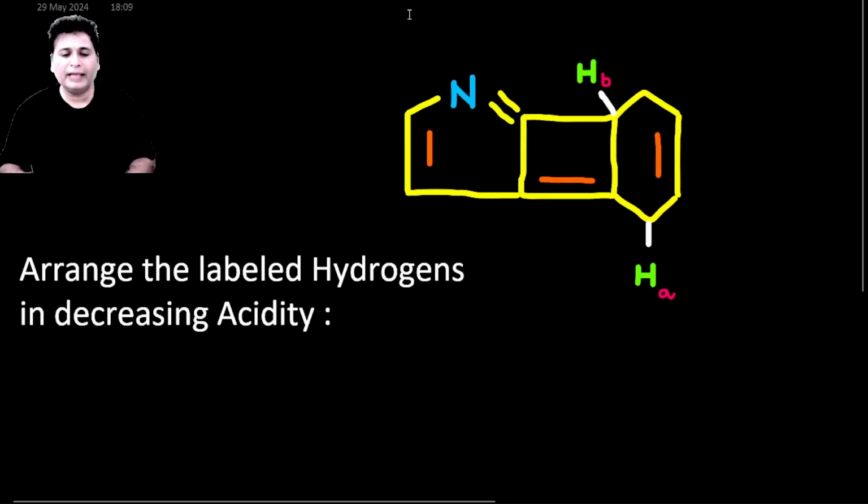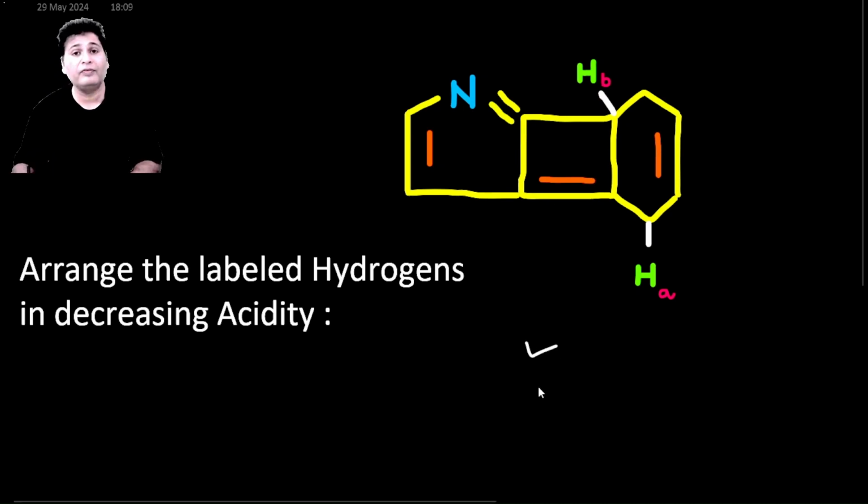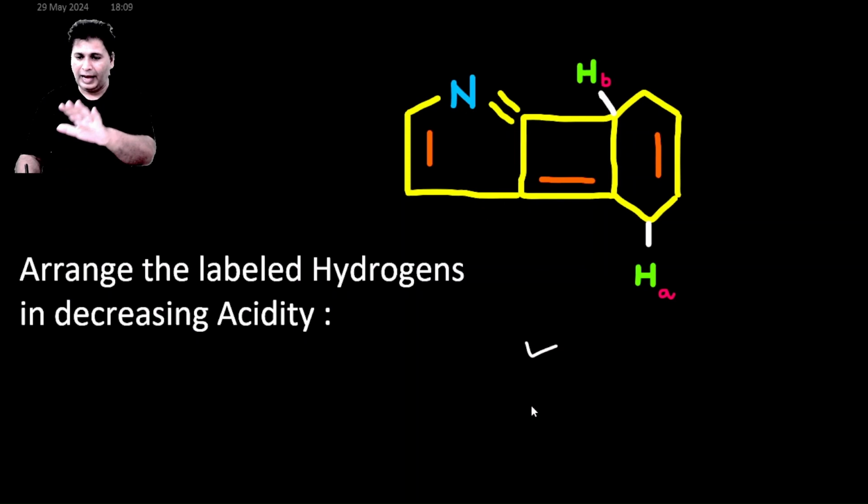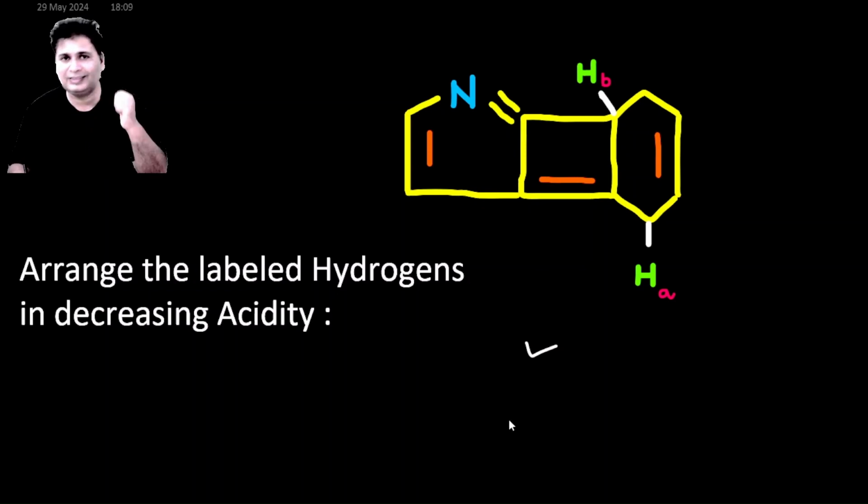As you all can see on your screen, we have a compound, and I have labeled two hydrogens as A and B, and you have to assess their acidities, which is more acidic, which is less acidic. And I have already told you how to judge the acidity.